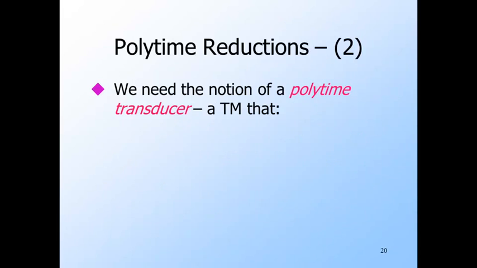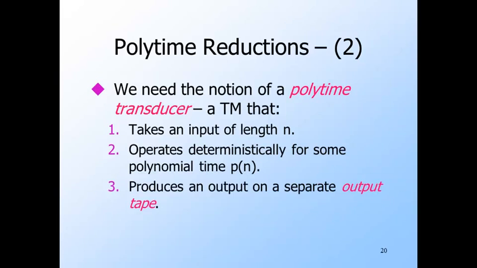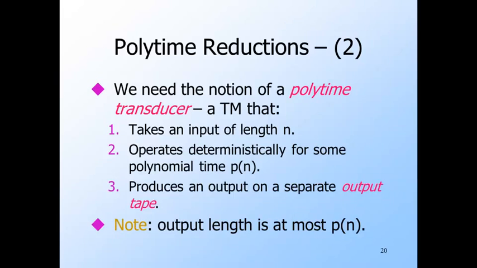We're going to define a polynomial time transducer. Notice that people frequently shorten polynomial time to polytime, and we'll start doing that too. So a polytime transducer is a deterministic Turing machine that takes an input of length n, runs for some polynomial number of steps p of n, and produces an output on an output tape. It is important to observe that although we do not restrict the output length, since the Turing machine only runs for p of n steps, it could not write more than p of n symbols. Thus, the length of the output of a polynomial time transducer is always polynomial in the length of its input.